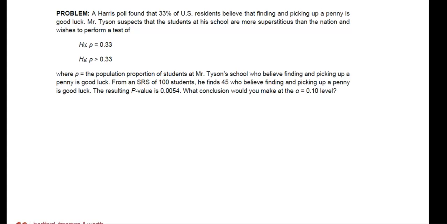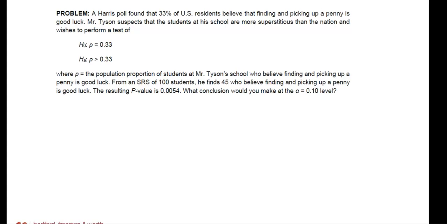A Harris poll found that 33% of U.S. residents believe that finding and picking up a penny is good luck. Mr. Tyson suspects that the students at school are more superstitious than the nation and wishes to perform a test. Okay, so the population proportion is 33% of people think they're lucky when they pick up a penny. The alternate is he thinks more than 33% at his school will do that. P is the proportion of students at Mr. Tyson's school who believe finding a penny is good luck.